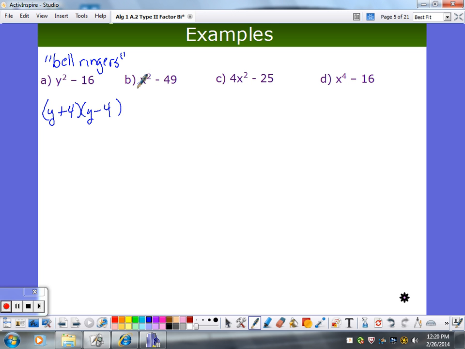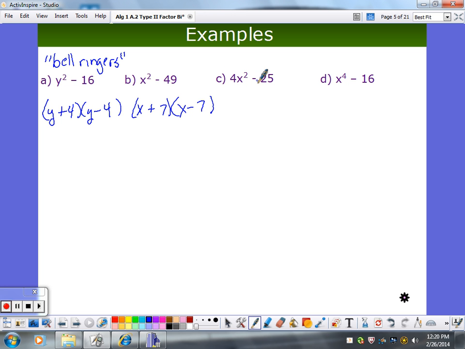Let's try this guy. Is this a bell ringer? Is it a perfect square minus perfect square? Oh, I wish I could get that to ring again. Open up 2 parentheses. Square root of x squared. Square root of 49. Plus minus or minus plus. Either way.